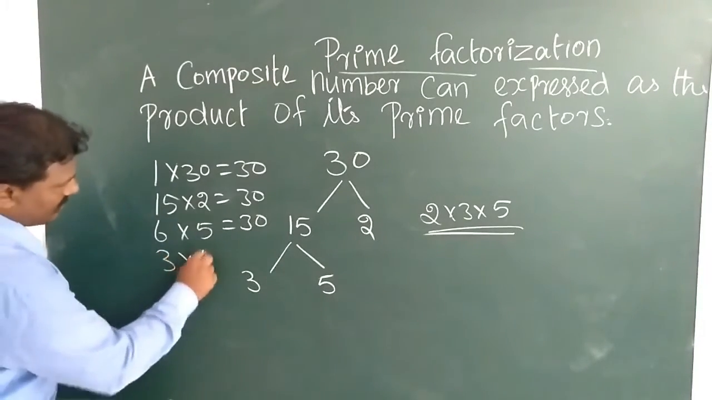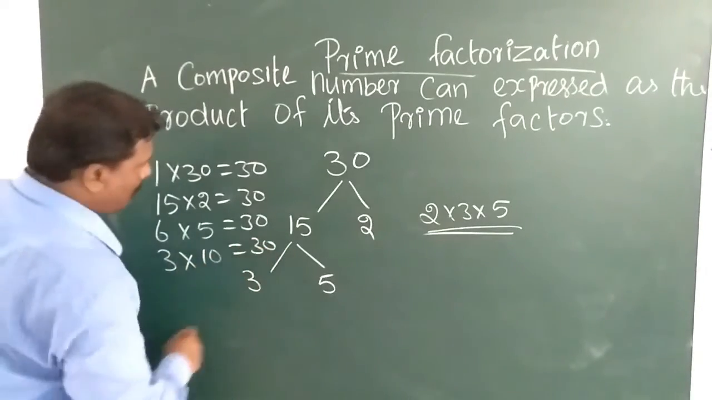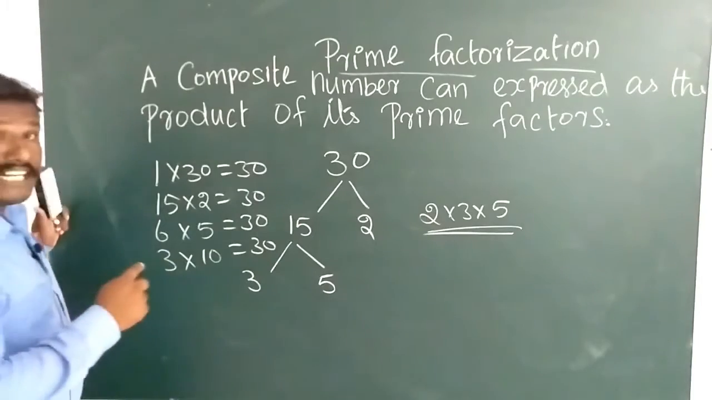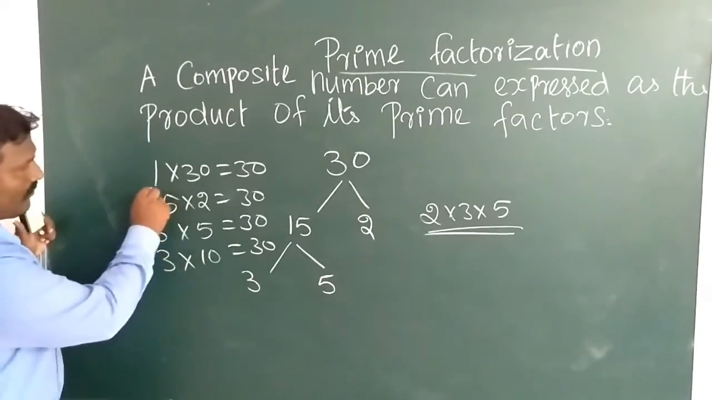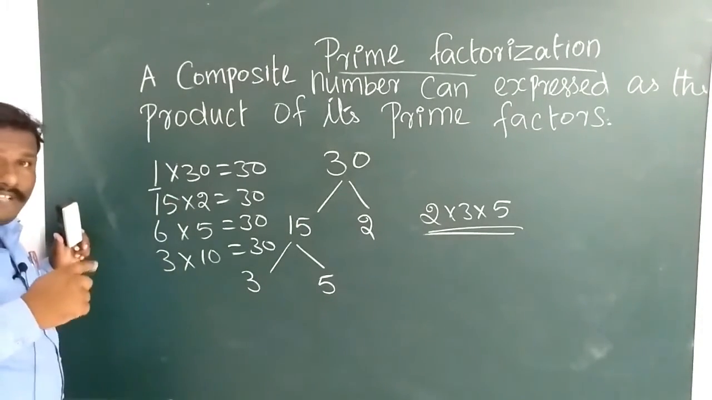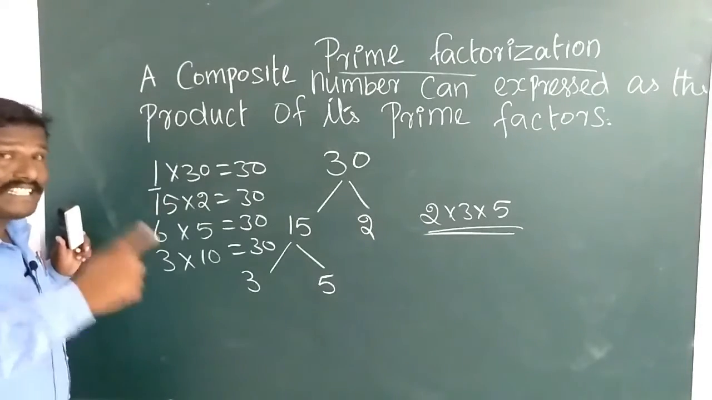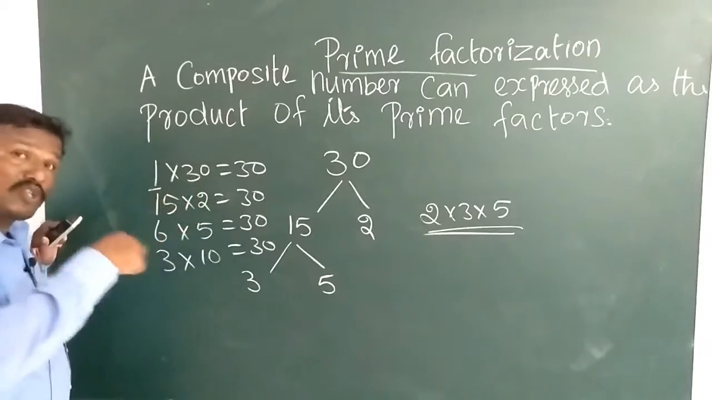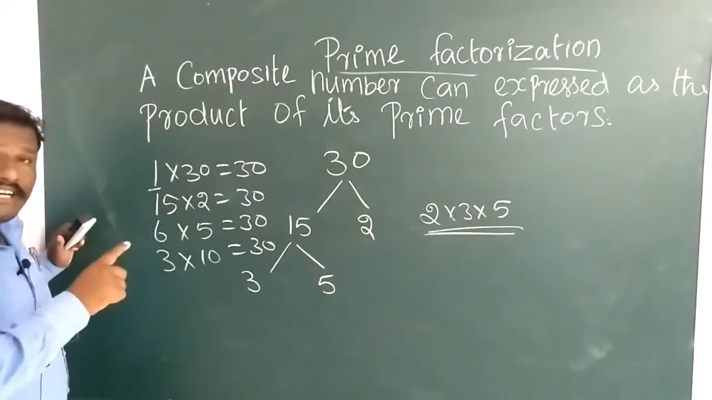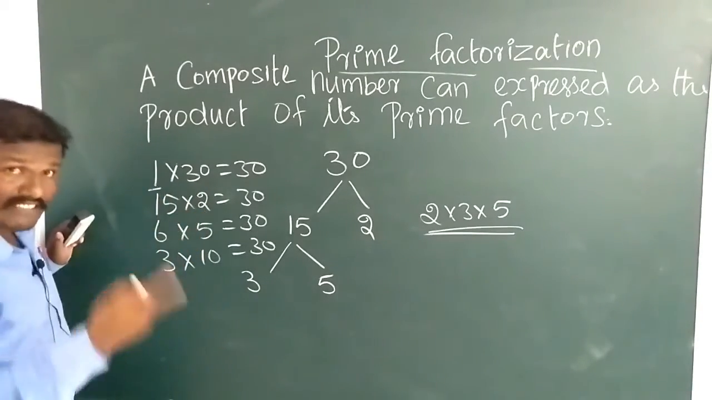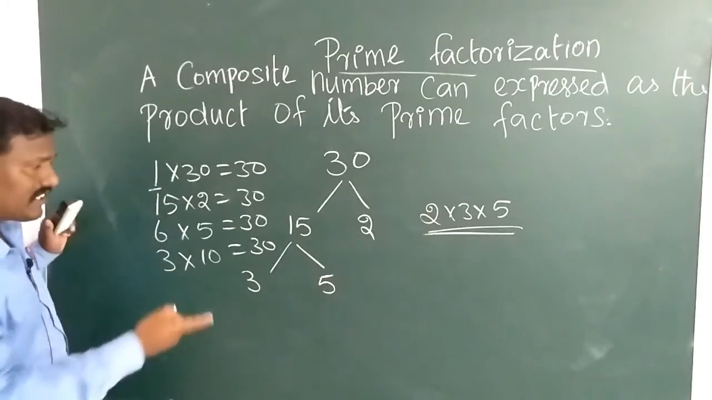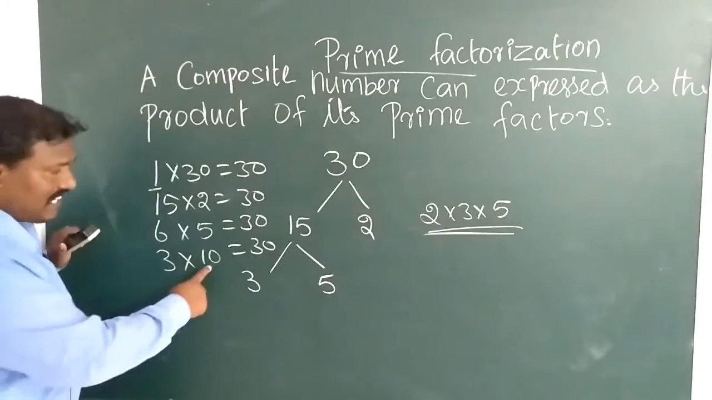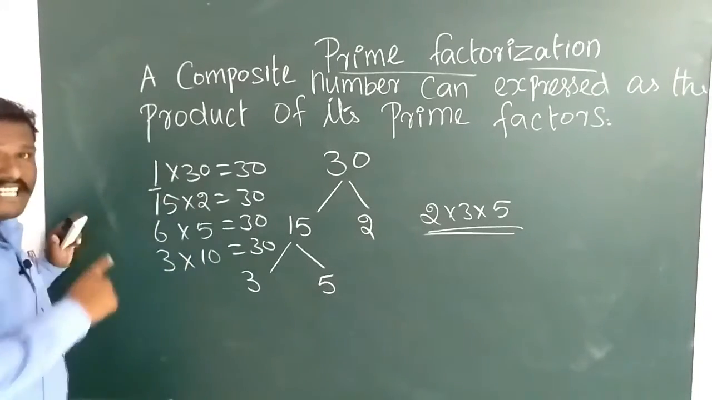So 3 10s are 30. So these are all the factors of 30. If you collect and write the factors of these, always when we are writing factors, you have to write in ascending order, small to big. So 1 is a factor of 30, 30 is also a factor of 30, 15 is a factor of 30, 2 is a factor of 30, 6 is a factor of 30, 5 is a factor of 30, 3 is also a factor of 30, 10 is also a factor of 30. All are factors of 30.